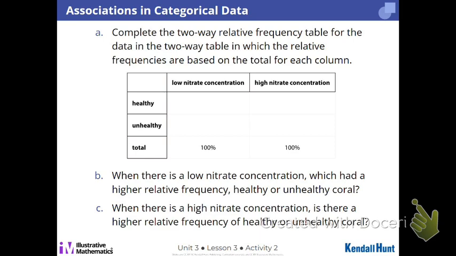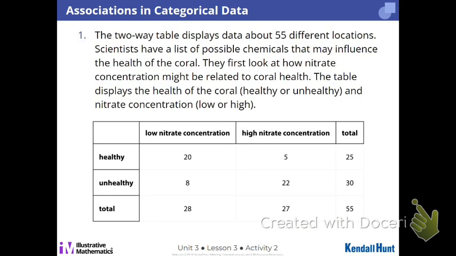Note, it wants it based on the column. So again, two-way relative frequency, which means you're finding a what? Percentage based on the column. So I'm going to go back to this, though, because this is the raw data you need. So with this raw data, you're going to create a two-way relative frequency table, using columns with your partner.